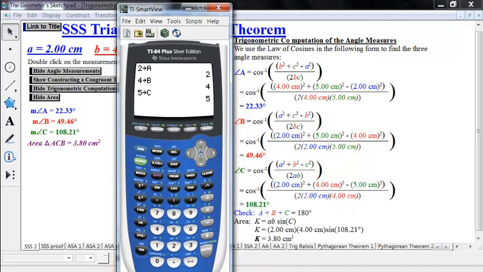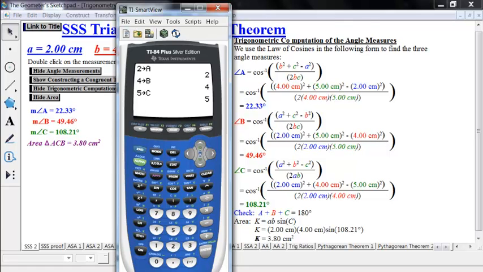And so we know to find angle A, it's an inverse cosine of, be sure you put parentheses around the numerator, b squared plus c squared minus a squared, close the parentheses on the numerator, divide by parentheses 2 times, we're looking for A, so we put b and c in the denominator, close parentheses, and enter, and there's our angle in degrees.